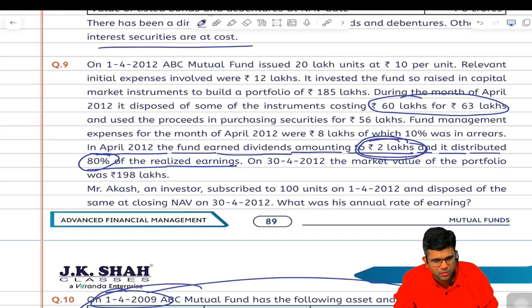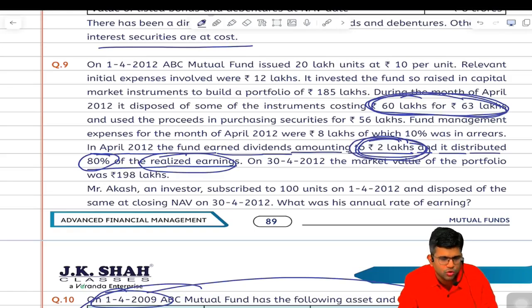The point I just want to tell you is that here, what are your realized earnings? It is 3 lakh realized capital gains plus 2 lakh rupee dividend. 5 lakh rupees are your realized earnings, of which 80% you are distributing. Correct now? That is 4 lakh rupees. Everybody clear? 4 lakh rupees.